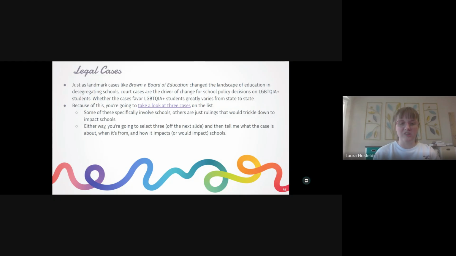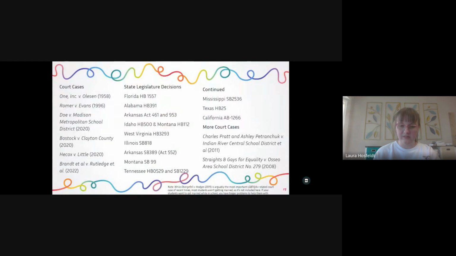So you're going to select 3 off the next slide. Tell me what the case is about, when it's from, and how it impacts or would impact schools. So all of the lists are over here. You'll notice that probably Obergefell is the one that people most think of; that was the one that gave LGBT people the right to same-sex marriage.